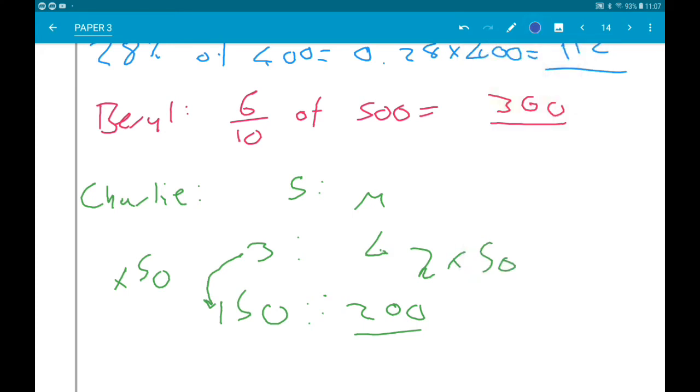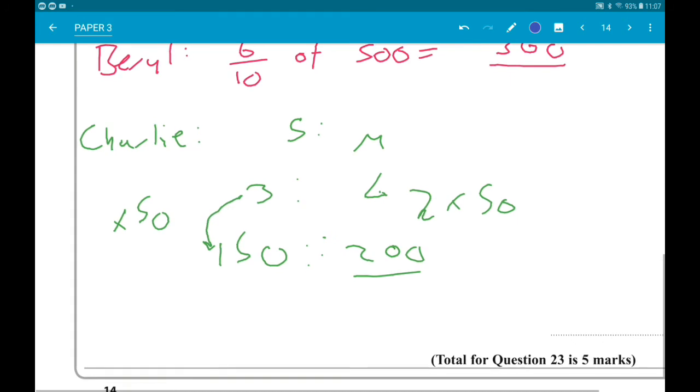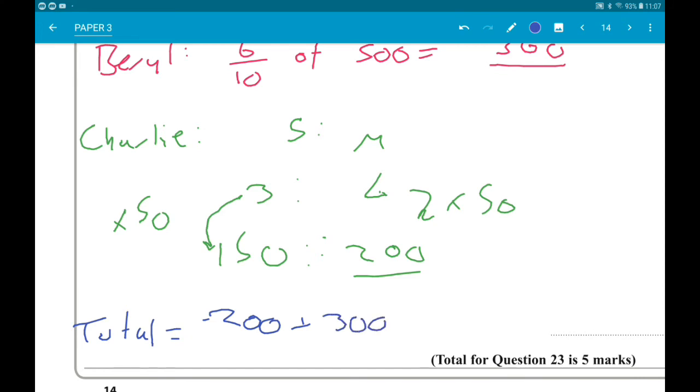So finally then, the total is 200 and Beryl's 300 and Alan's 112, which gives us 612.